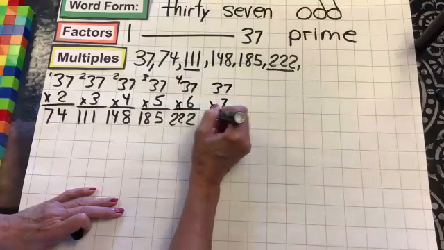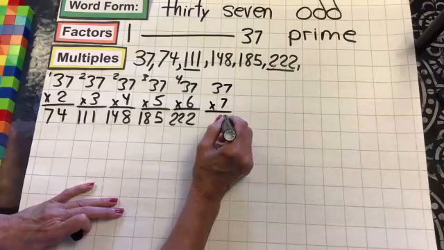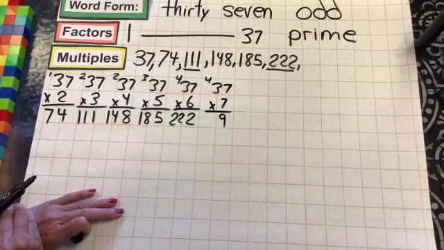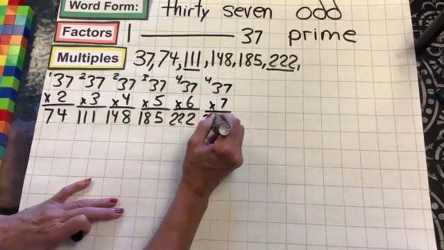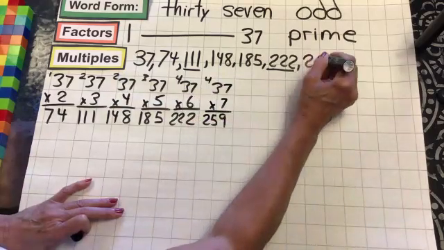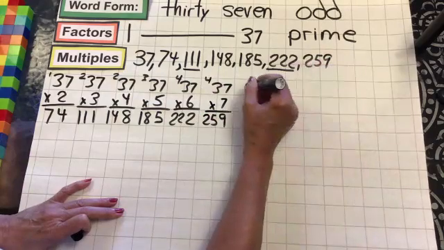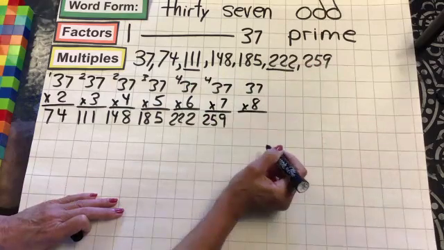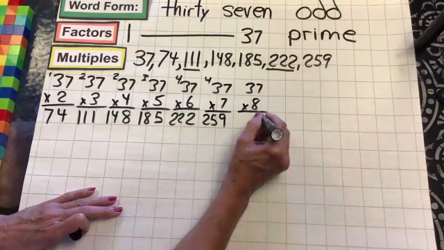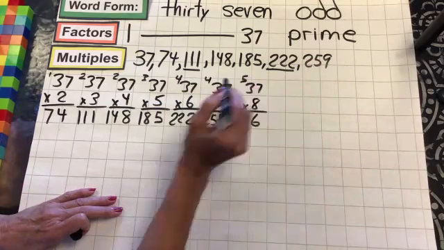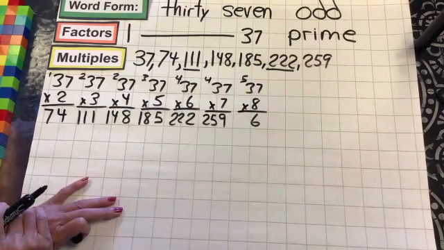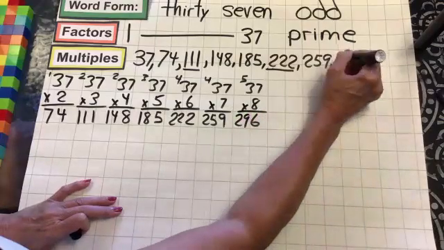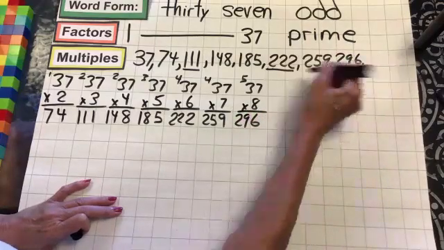37 times 7. 7 times 7 is 49. Drop the 9, carry the 4. 7 times 3 is 21, plus 4 is 25, 259. 37 times 8. 8 times 7 is 56. Drop the 6, carry the 5. 8 times 3 is 24, plus 5 is 29, 296.